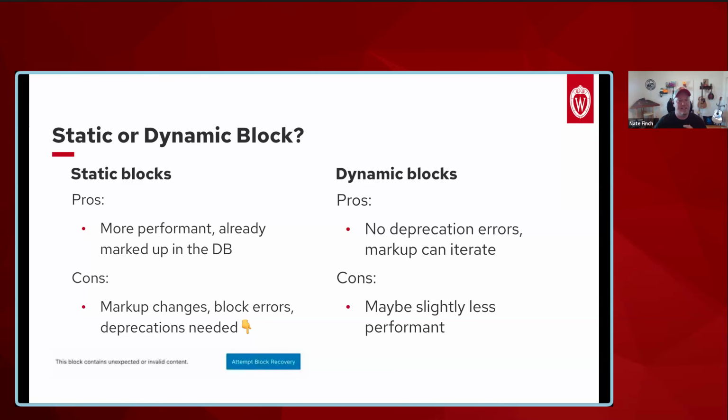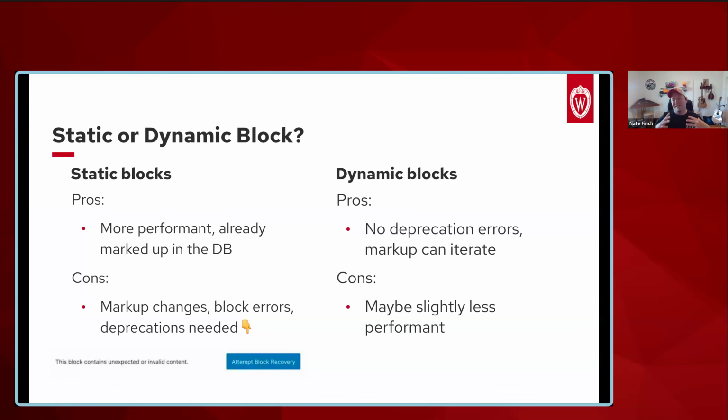The problem is that anytime you make a change in the markup, and we'll look at some files later, the markup changes actually cause the block to error out. If you're saving that block, then it already has what it expects, and it'll check against that and validate it. But if you've changed the markup, then the block will get this error that it contains invalid content, and you have to redo everything.